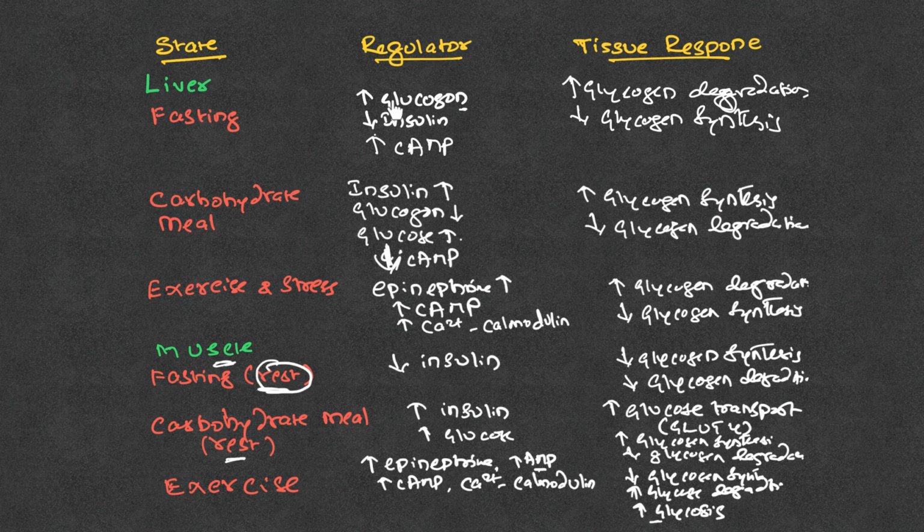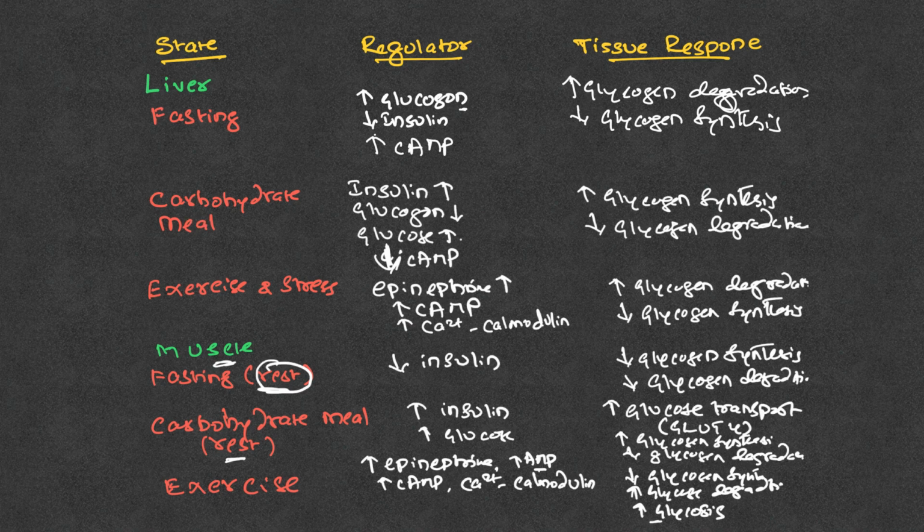Fasting means an increase in glucagon and a decrease in insulin. Glucagon binds to the glucagon receptor, adenylate cyclase is activated, and it increases cyclic AMP, which will activate protein kinase, which will activate glycogen phosphorylase kinase, and that will further activate glycogen phosphorylase by phosphorylating it. If glycogen phosphorylase is active, it is going to degrade glycogen. So, there is an increase in glycogen degradation, and glycogen synthase will be inactive because of phosphorylation. So, there is a decrease in glycogen synthesis.